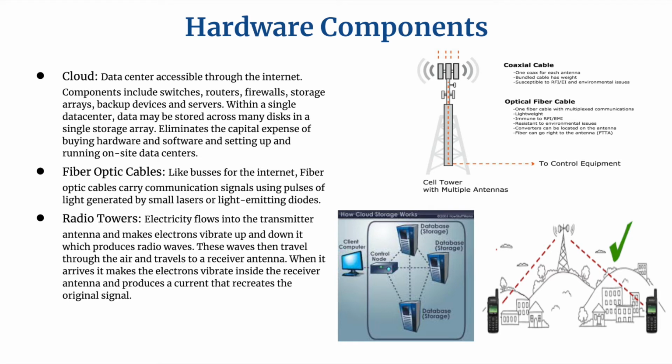So for the fiber optic cables going into the hardware, they're like buses for the internet. These fiber optic cables carry communication signals using pulses of light generated by small lasers or light-emitting diodes. Radio towers, for going into the hardware components of that, so the electricity flows into the transmitter antenna and makes the electrons vibrate up and down, which produces radio waves. These waves then travel through the air and travel to a receiver antenna. And when it arrives, it makes electrons vibrate inside the receiver antenna and produces a current that recreates the original signal. And that's how connection from your phone works to another phone.